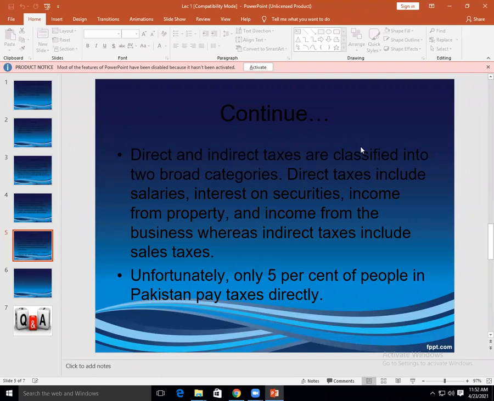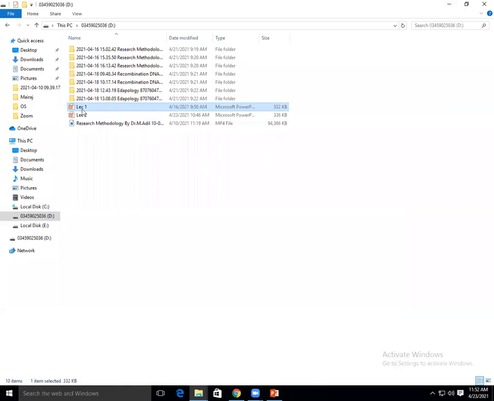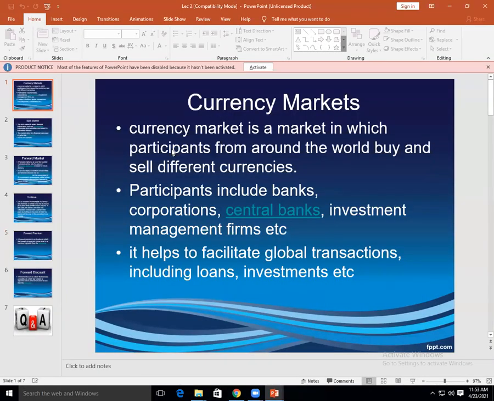Now we need to move to the second lecture. The first topic of today's lecture is the currency markets. Now, what do we mean by currency market? A currency market is a market in which participants from around the world buy and sell different currencies. Or in other words, we can say it is the international currency market. So in the currency market, different currencies are exchanged. Just like if we need dollars, we need to pay rupees and we will get dollars. If we need euros, we will have to pay Pakistani rupees, and in exchange, we can get the euros.